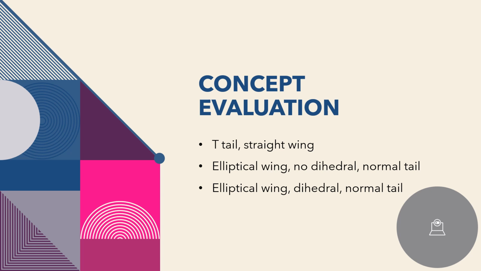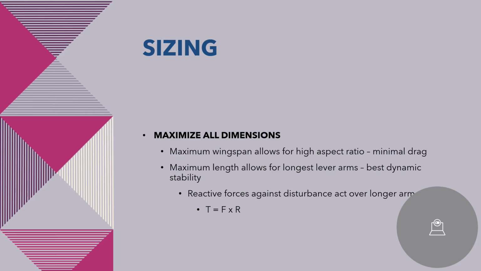So in the end, I decided to look at three main concepts: an aircraft with a T-tail and a straight wing, an elliptical wing with no dihedral and a normal tail, and an elliptical wing with dihedral and a normal tail. Ultimately, I decided to begin by pursuing the elliptical wing, dihedral, normal tail design. This is because I would be able to have minimal wingtip vortices, I'd have roll stability, and I'd have a simple to manufacture tail that is very easy to control and modify in order to get optimal flight characteristics.